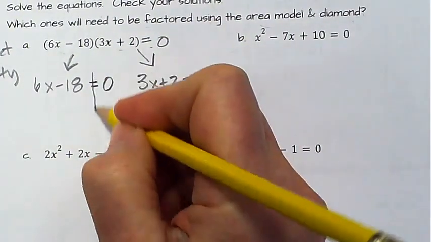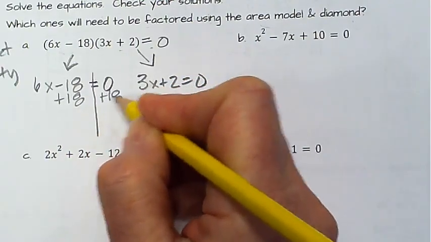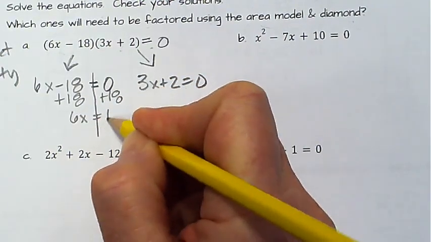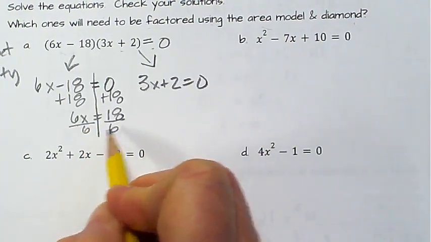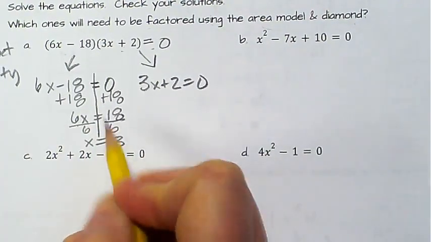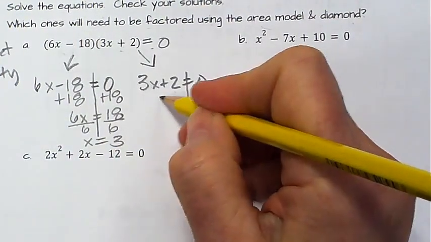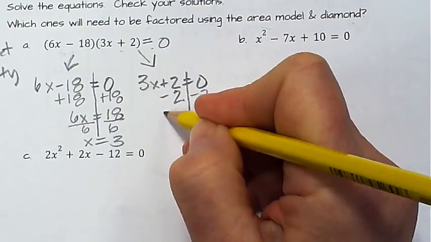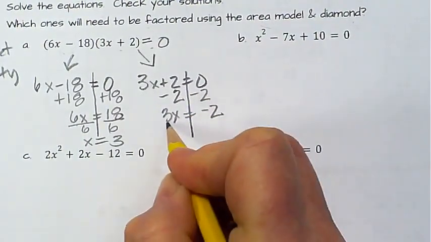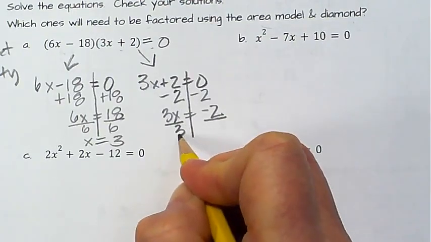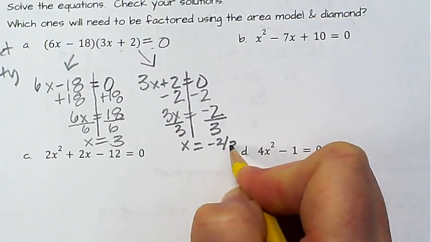So I'm going to add 18 to both sides, and that's going to give me 6x equals 18. Then I'm going to divide by 6, which is going to give me x equals 3. Here I'm going to subtract 2 from each side. So 3x equals -2. Then I'm going to divide by 3, and that's going to give me x equals -2/3.